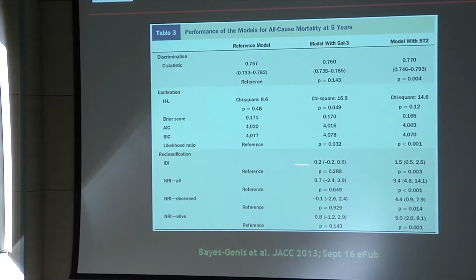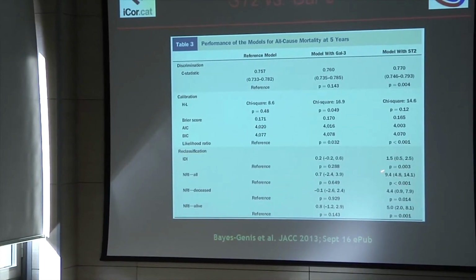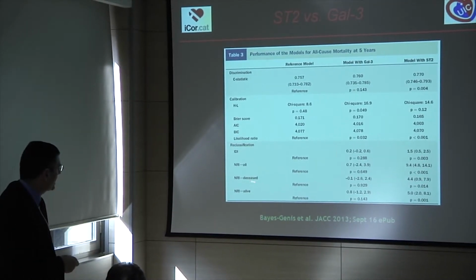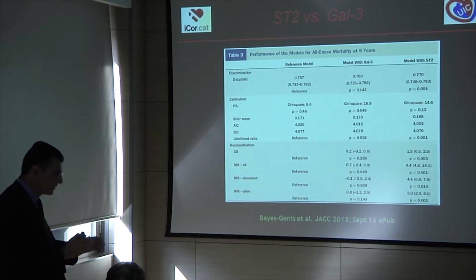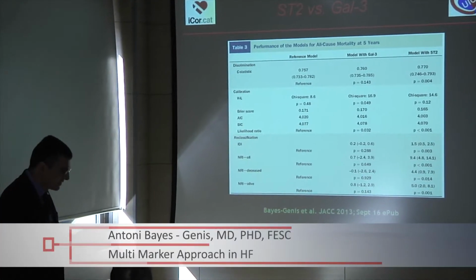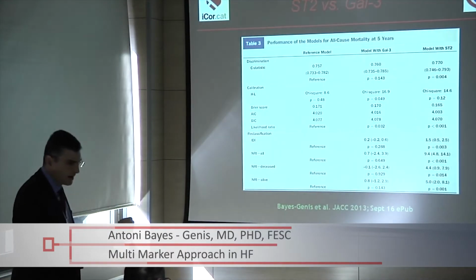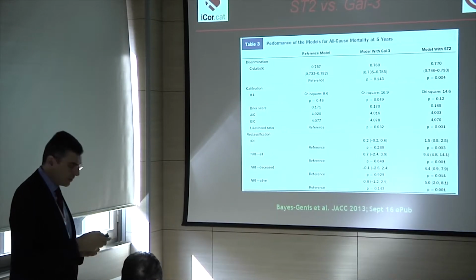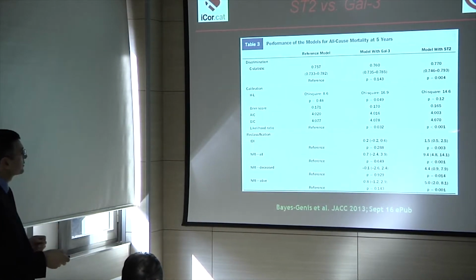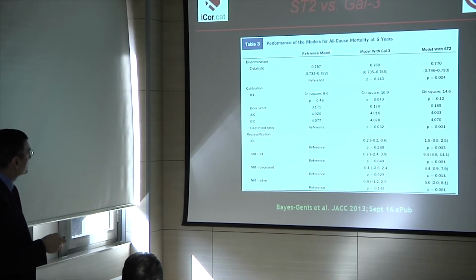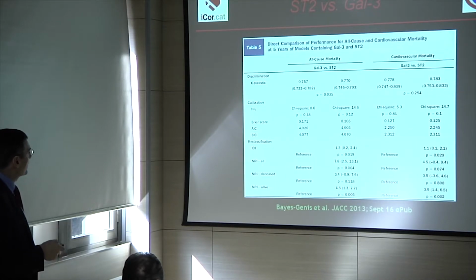By contrast, ST2 reclassifies almost 10% of the patients. So 4.4 to those who at the end will decease, and 5.0 to those who at the end will be alive. So in this gray zone in the middle, ST2 reclassifies half of them towards the group of very high risk who will end up dying, and the other half to the group of very low risk who will end up surviving. This, we believe, is a substantial increase, taking into account that the reference model is already very comprehensive.